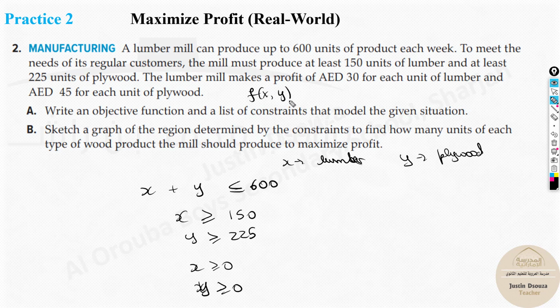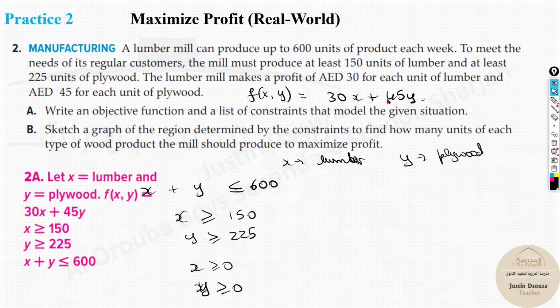Whereas the objective function is 30x plus 45y. This is the objective function and these are the constraints. And there you go. If you just solve this, you will get the answer. So you can see it's 30x plus 45y.